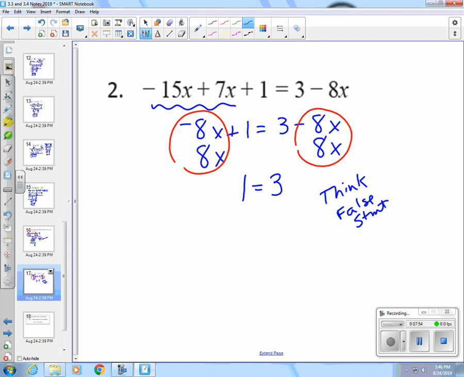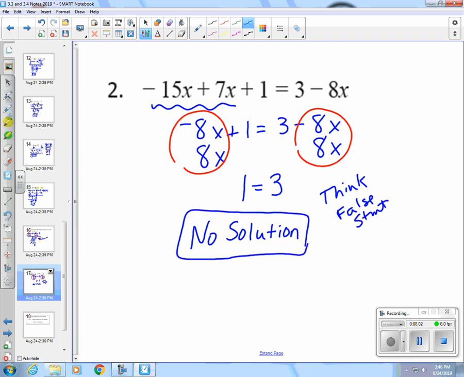And since that's a false statement, there is no solution to this problem. No matter what we do, there is no solution. So you can write no solution. I will accept "no sol" as an answer as well.